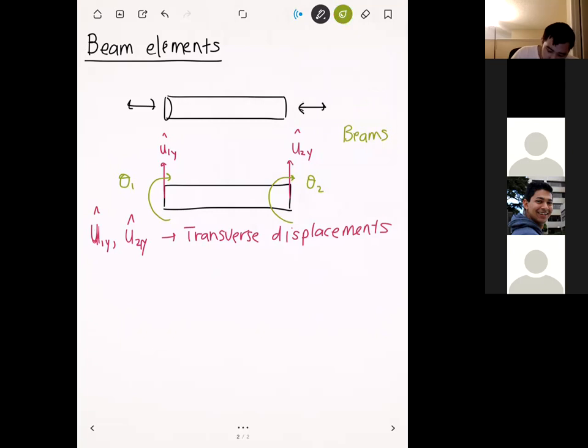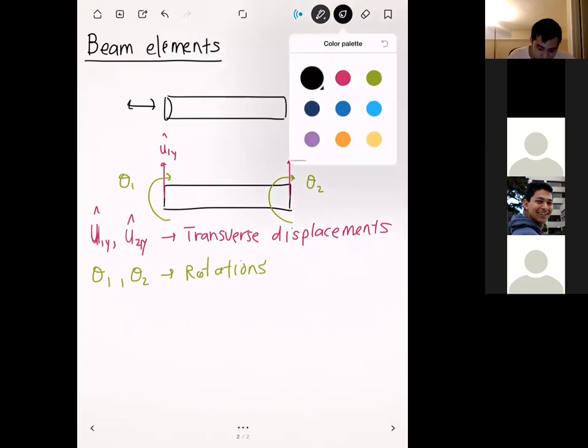And then in the green right here, these are our rotations. All right. Since we're supporting different modes of deformation, that means we're going to have a different element stiffness matrix. Let me redraw the beam one more time.